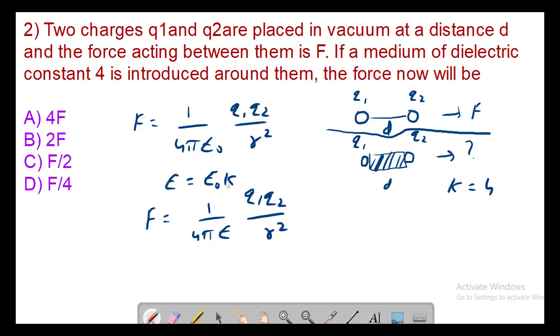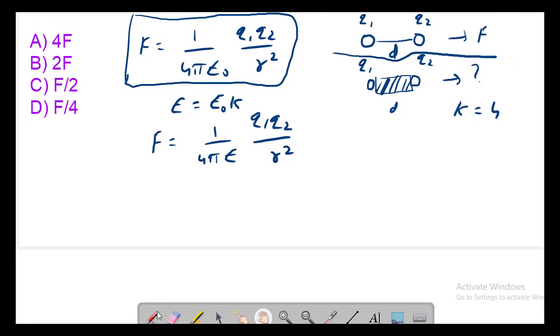So this is what we get. Now according to the given data, this is the force between the two charges when they are kept in vacuum. In our case, instead of r we are given d, so we directly write that formula. So F, this is for vacuum, is 1 upon 4 pi epsilon 0 q1 q2 upon d square.